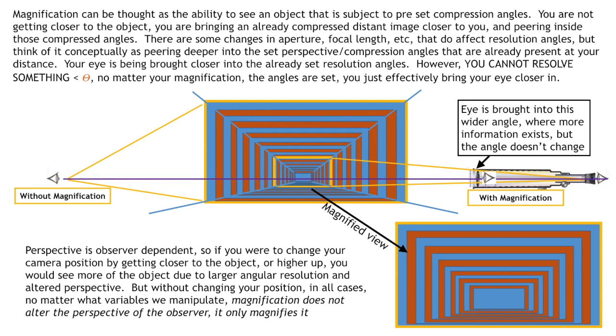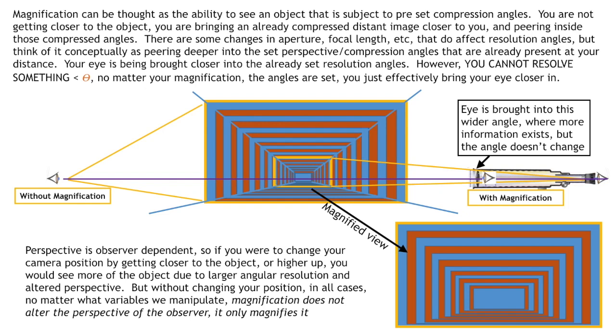However, you cannot resolve something less than theta. No matter your magnification, the angles are set. You just effectively bring your eye closer in. So we have a perspective view without magnification on the left, and we have a view on the right. Note that the object itself did not change. We just brought our eye closer in to those deeper angles, but the height or width of the object or anything like that didn't change. We just brought ourselves somewhat closer in.